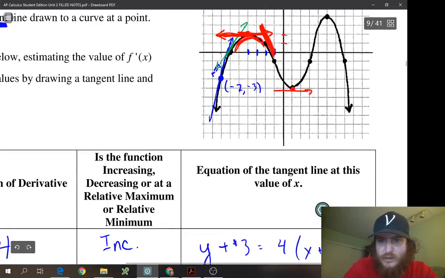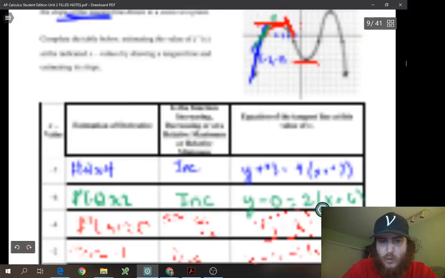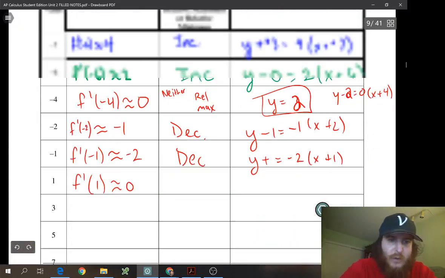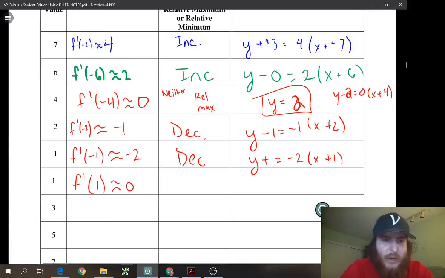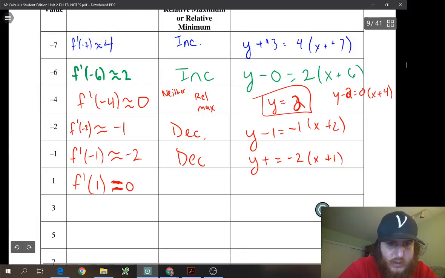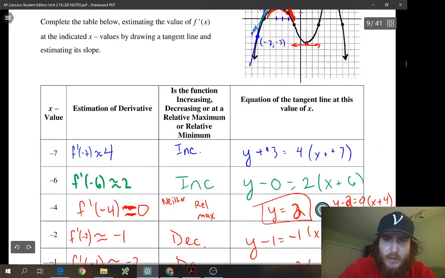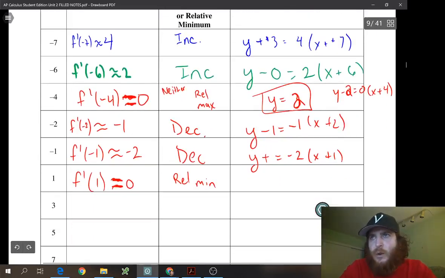Okay, for the last two, if your answer wasn't quite exact, that's okay. If you didn't have exactly negative 1 or exactly negative 2, they were estimates. But for these zeros, these ones actually are 0. It's not even an estimate. And this one is at a relative minimum. It's like the bottom of that curve. That's a minimum. And so again, our equation, you could have written y plus 4 equals 0 times x minus 1, but that'll just simplify to y equals negative 4.